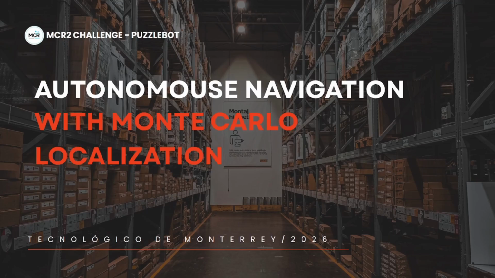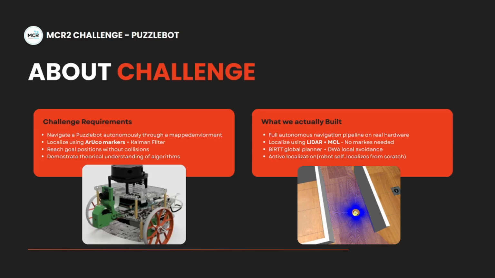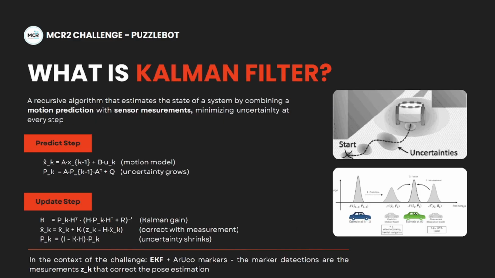The challenge for Team 6. What is the challenge? It was basically to make an autonomous Puzzlebot that could navigate through a mapped environment, localize and reach certain goals, and avoid collisions with static and dynamic objects.